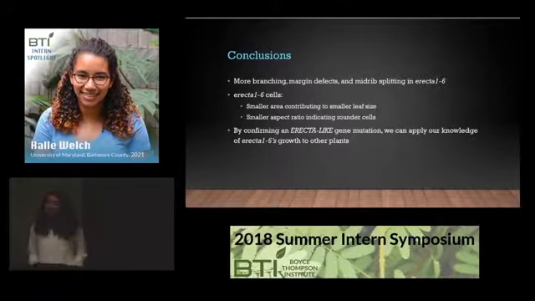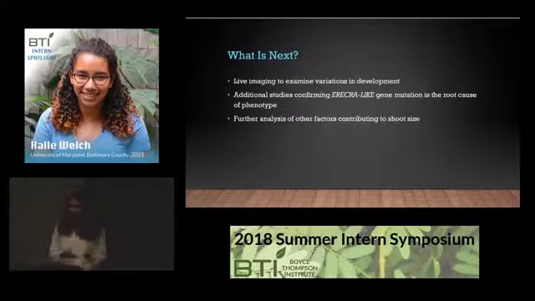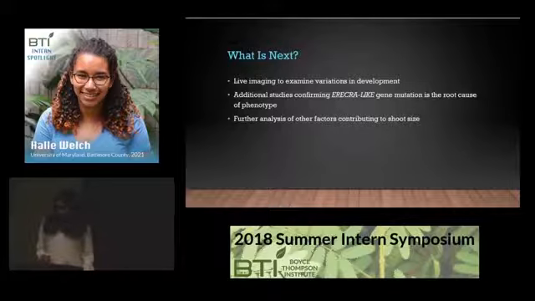So we are interested in using live imaging, especially to compare the developmental differences between wild type and the erecta. We also want to see how the midrib splitting occurs and how the growth differences occur. We also need additional studies to confirm that the erecta-like gene mutations are what is causing this phenotype. And we would need a further analysis of other factors that could contribute to the shoot and leaf size, like how we weren't able to measure the cell number because of the issues.